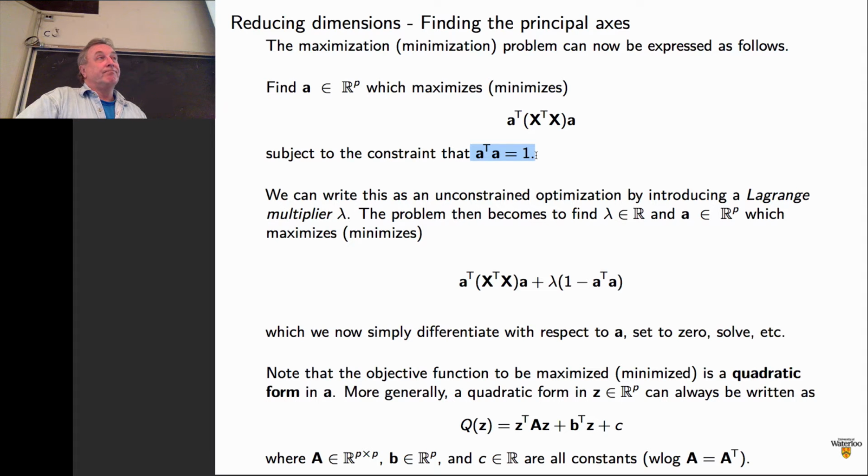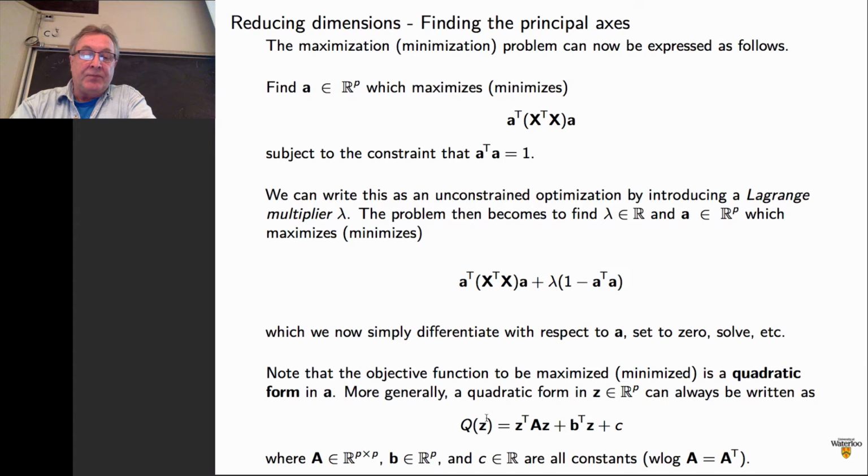And how many people have not seen Lagrange multipliers before? Good. Everybody's seen them before. So it's easy to add that equality constraint simply by adding this Lagrange multiplier times the constraint. So when I differentiate that with respect to lambda and set it equal to 0, I'm going to get 1 must equal A transpose A. So that'll be an equation for that.